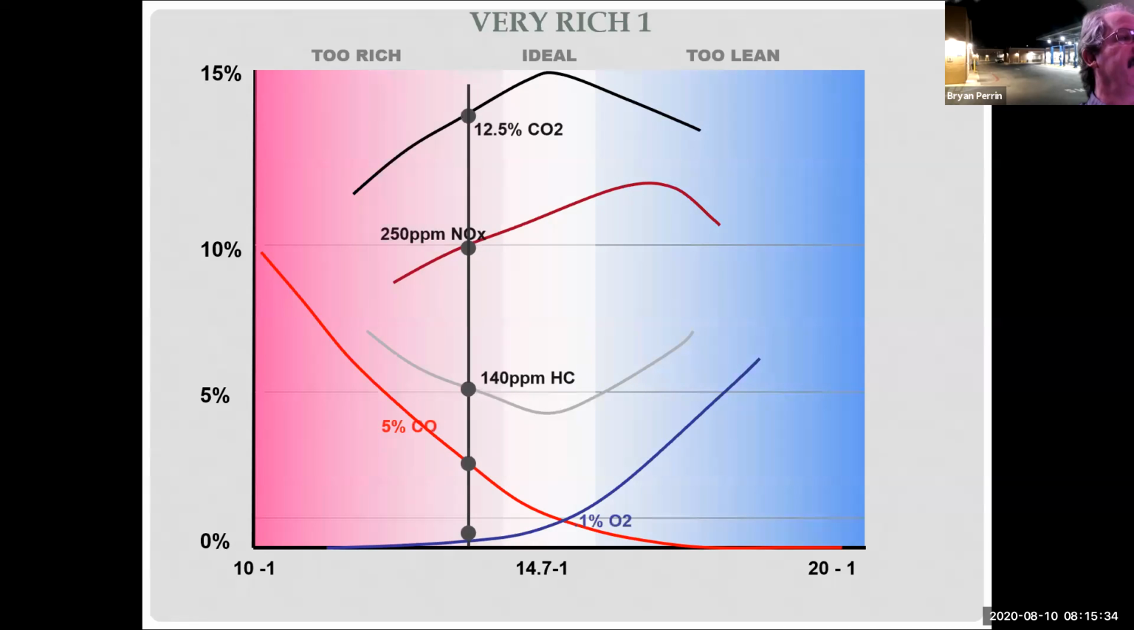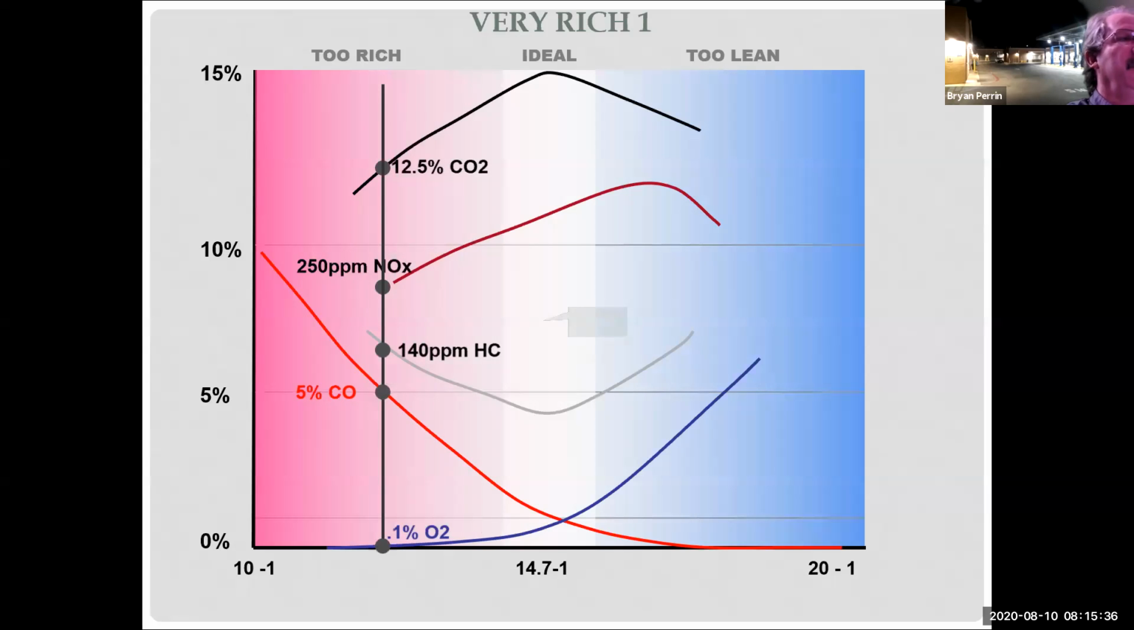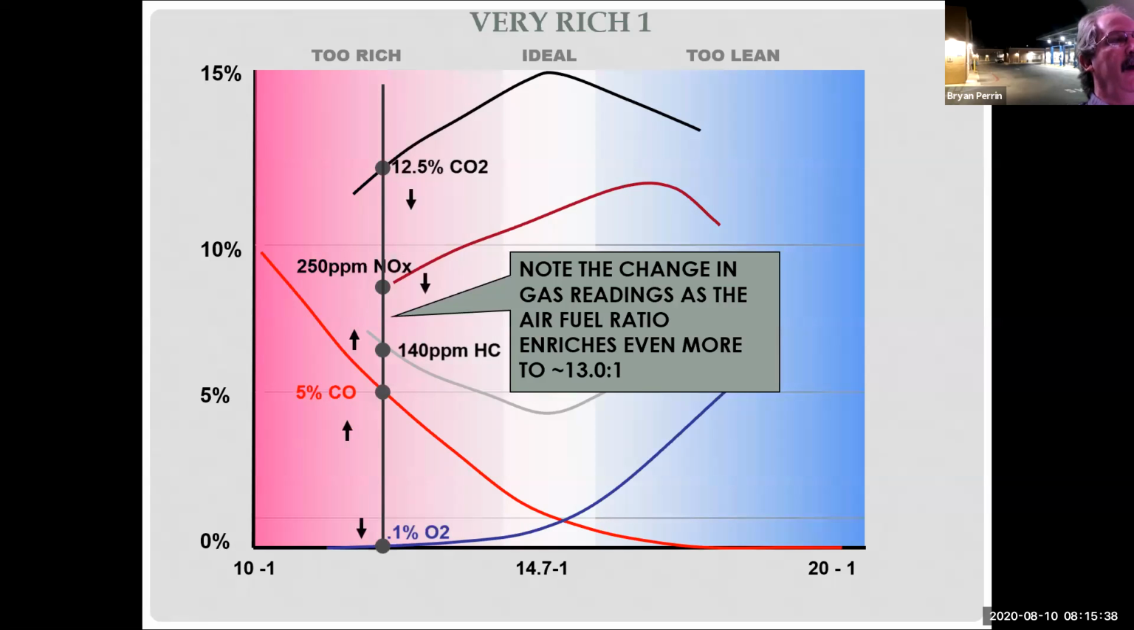Now let's go even further richer. So now I'm really rich. Now CO2 is going to be under 12.5%. NOx is not a problem because I have a very rich mixture.